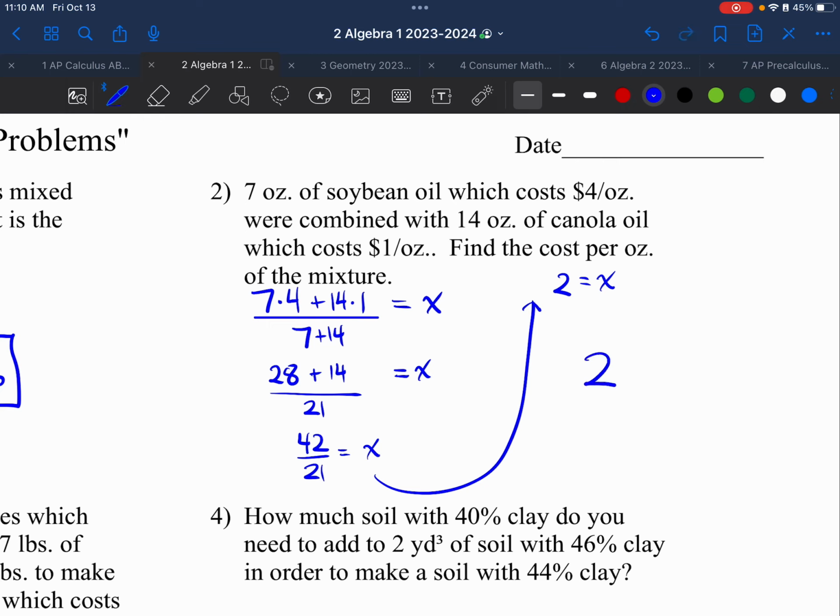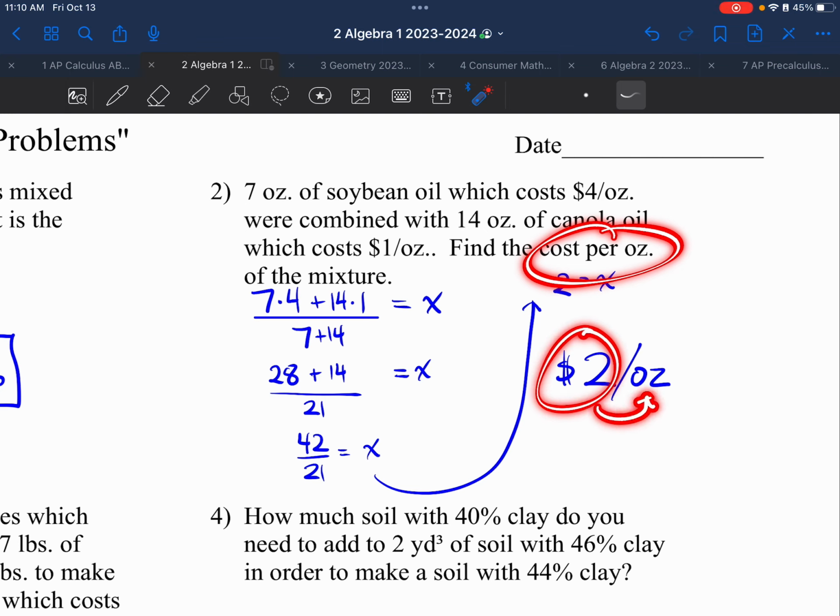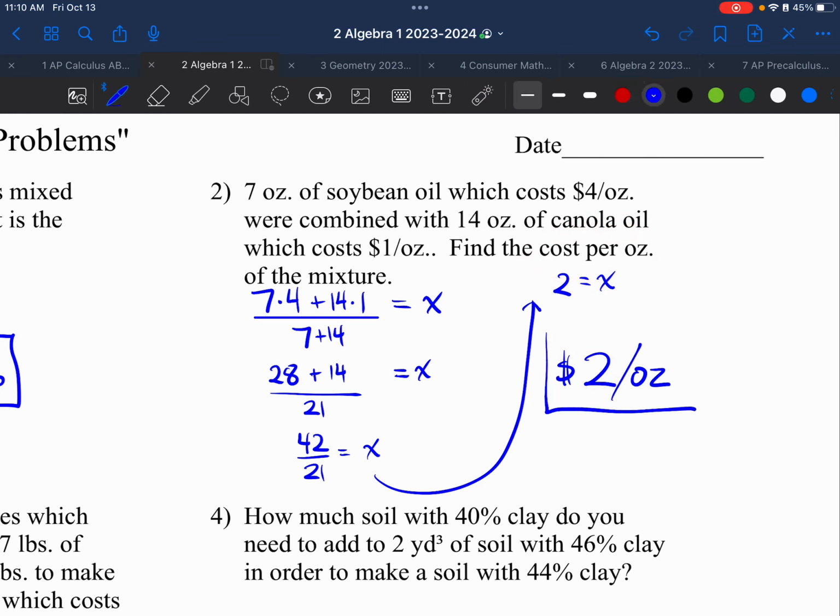To what? This is going to be $2 per ounce, because we're asked for the cost per ounce, right? So I'm going to go ahead and box $2 per ounce.